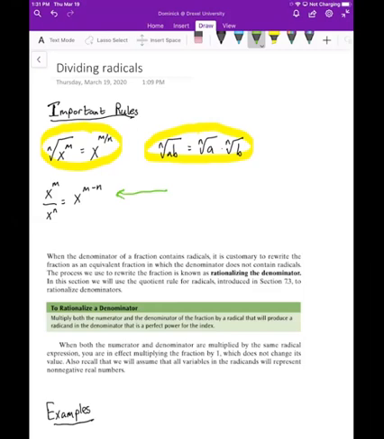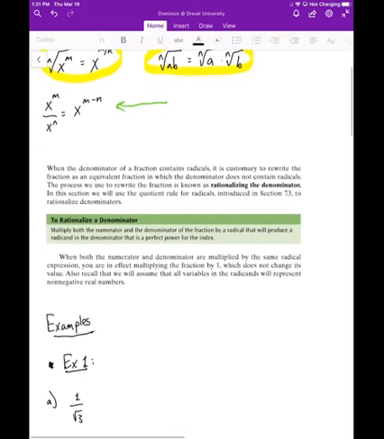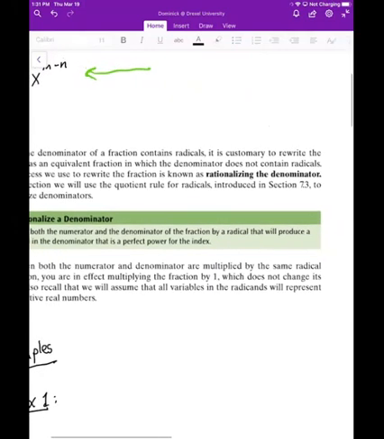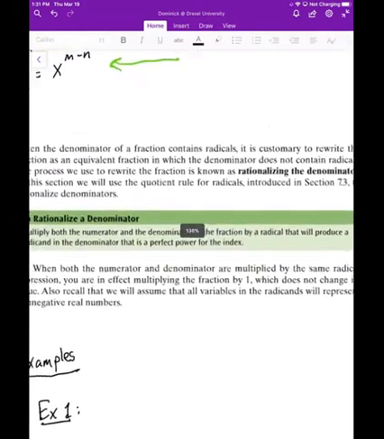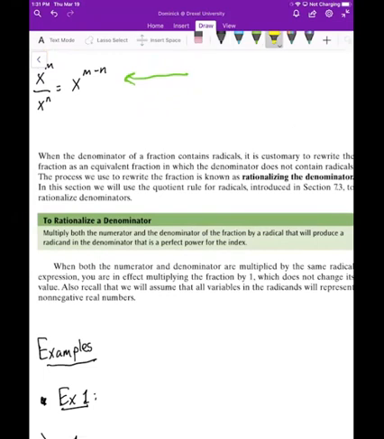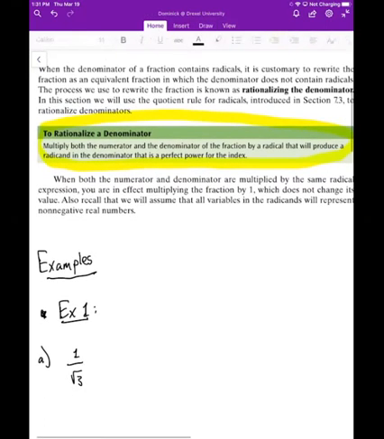Now the way that we actually go about dividing these things utilizes a process that's called rationalizing the denominator. To rationalize the denominator, basically what you're doing is you're multiplying the top and bottom of your fraction by something that gives you a perfect power in the bottom that's going to allow you to get rid of the square root.